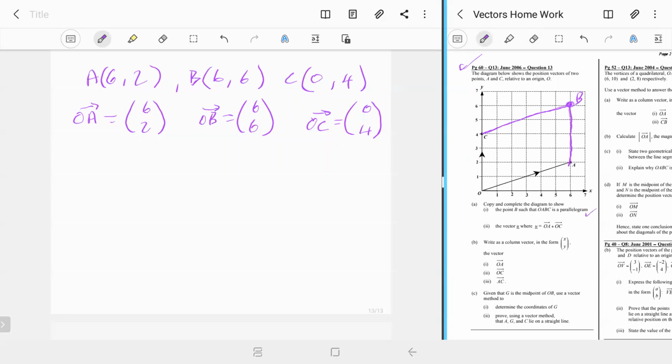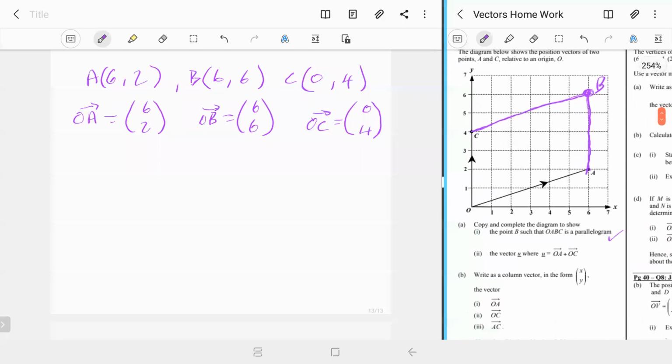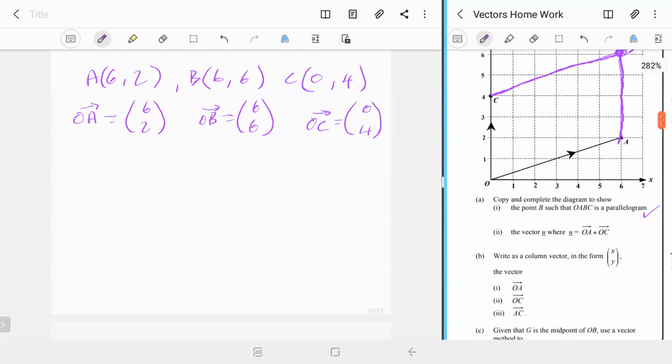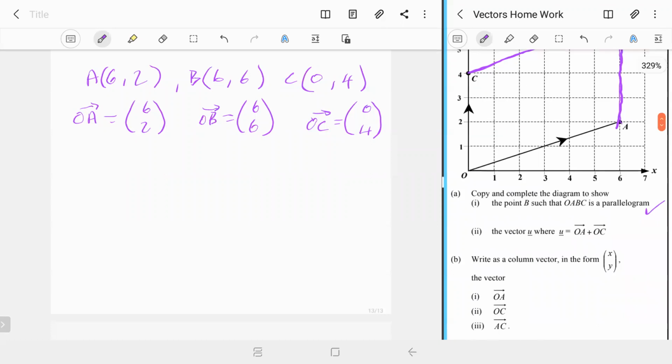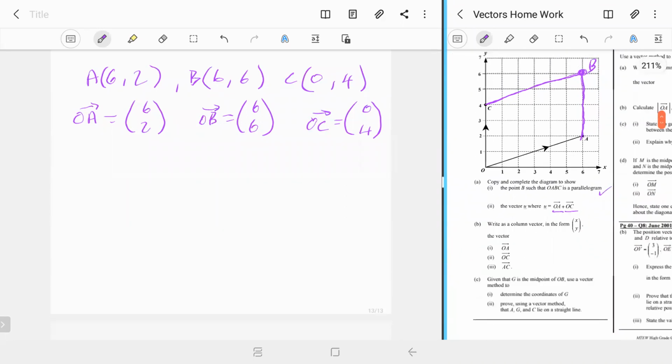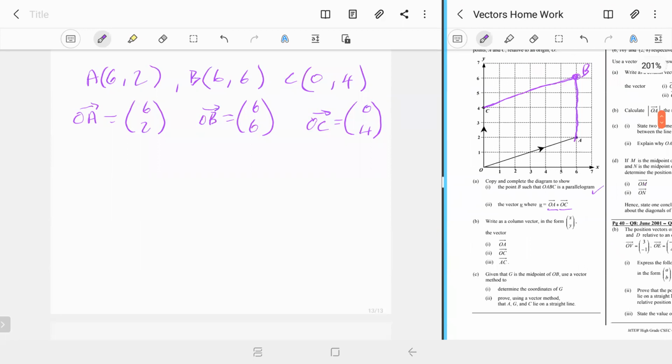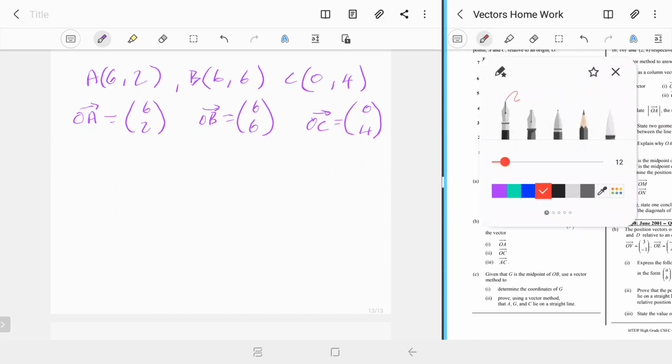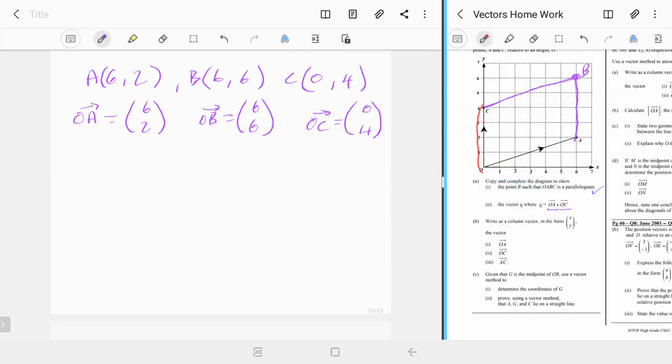This part done. Next part it says the vector U. See here, everybody can see it. The vector U. We must show the vector U where U is equal to OA plus OC. Remember, you add the vectors nose to tail. OA plus OC. We can make a calculation to help you now. But watch this. OA plus OC is like you take this vector OC and you move the tail and put it over here.